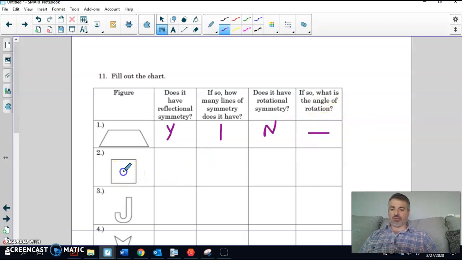Down here, it looks like I have a square, so I'd have a center of rotation there. Oh, I do have lines too. Remember, there's one for each side. So I'd say yes, it's got 4 lines of symmetry. Does it have rotational symmetry? Yes, we talked about that. It's going to be 360 divided by 4. So I would say this has 90 degrees rotational symmetry.